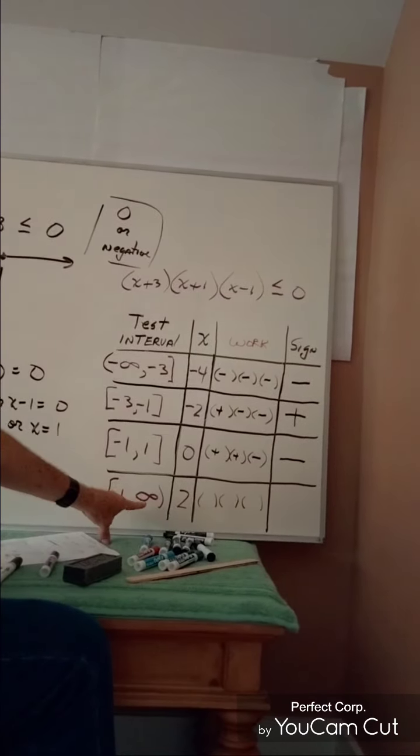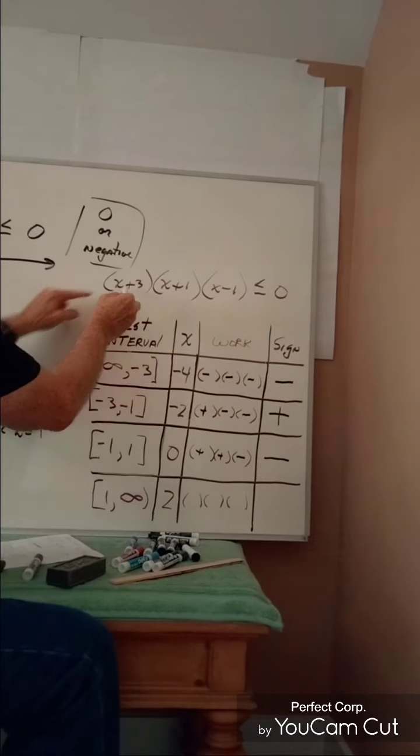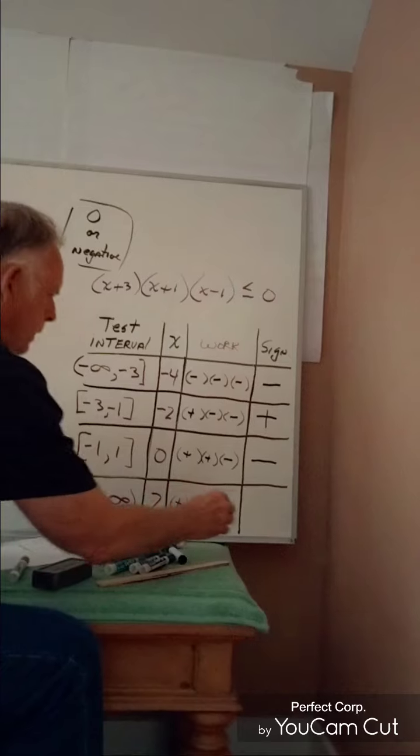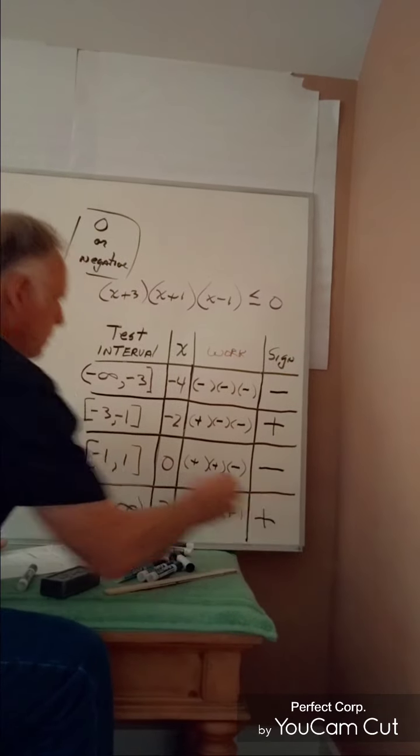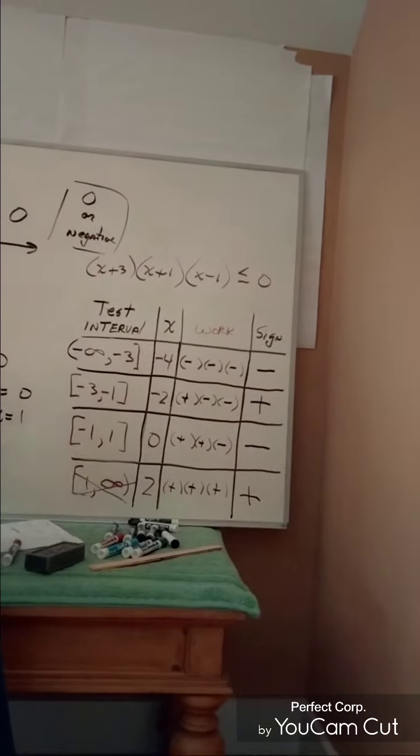And then finally the last one, let's test out 2. 2 plus 3, 5. That's positive. 2 plus 1, that's positive. 2 minus 1, that's positive. 3 positives, that's positive. So this one's out, this one's out, this one's out, and these two are in.